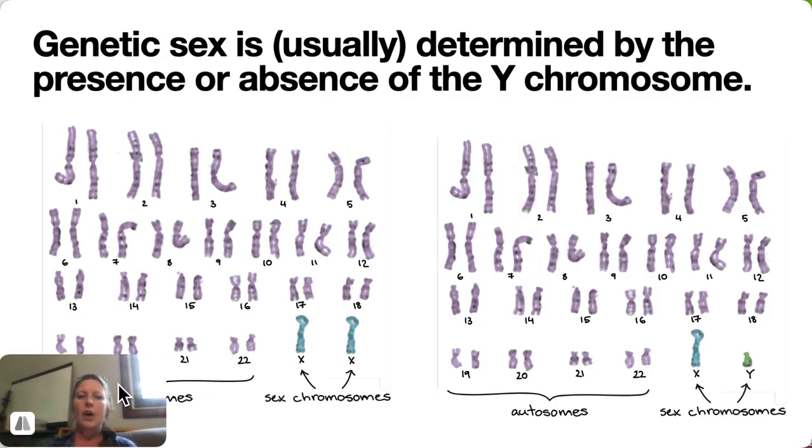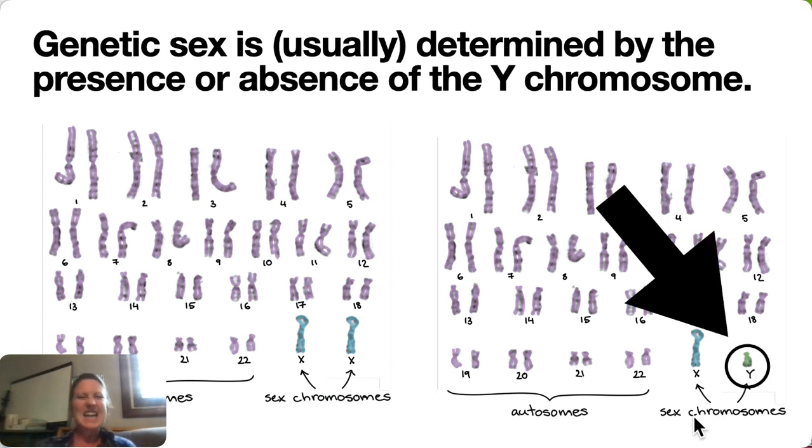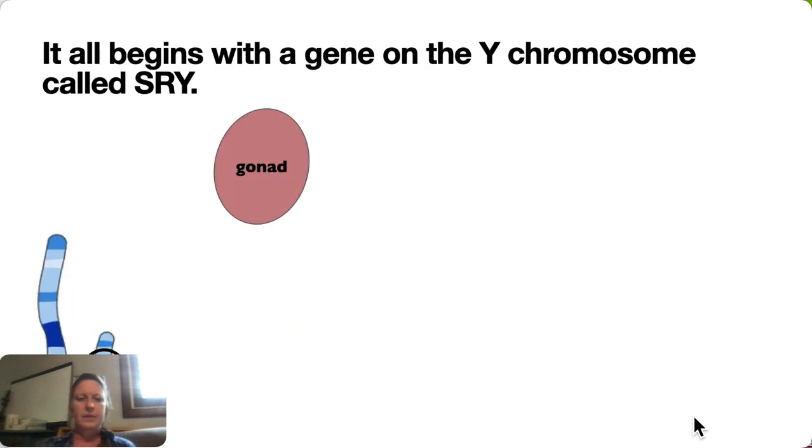Okay, so we know that our genetic sex is usually determined by the presence or absence of the Y chromosome. The Y chromosome has a switch in it that allows us to go from female development to male development. Let's take a look at how that works. A tiny little thing does all this.